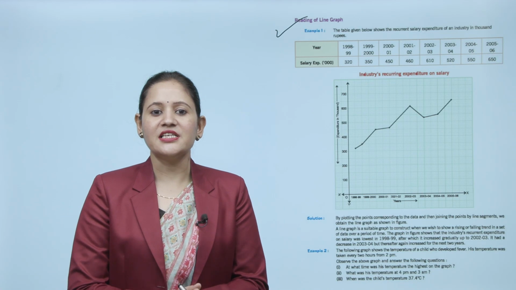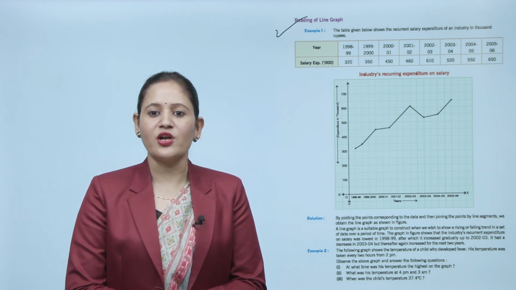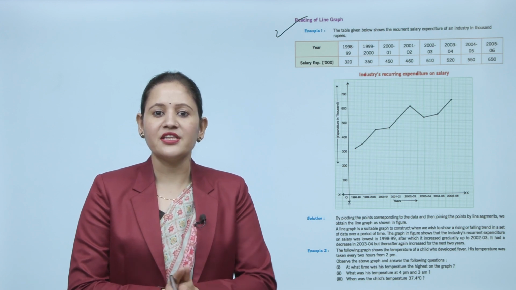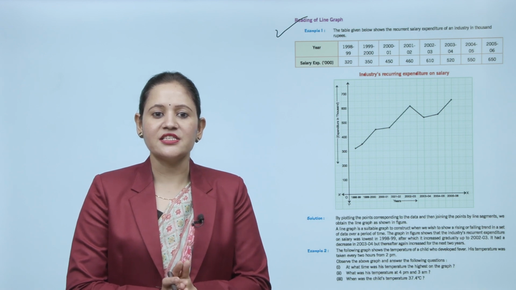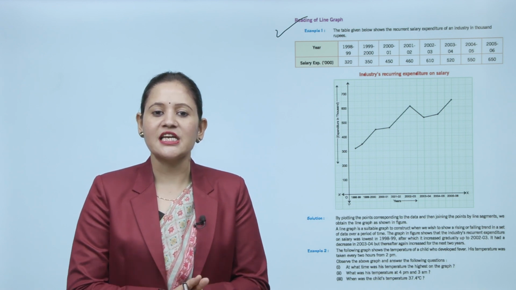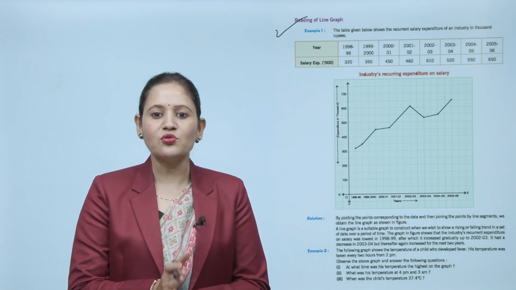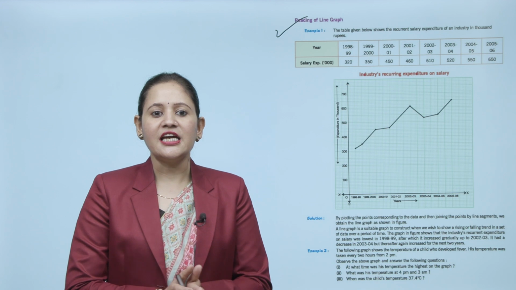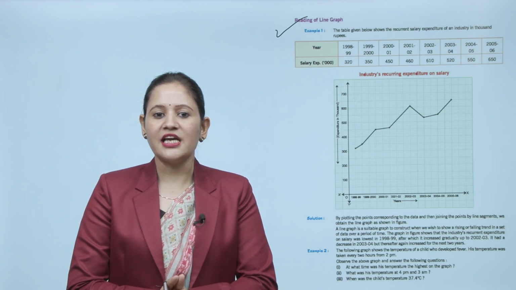A line graph is a suitable graph to construct when we wish to show the rising and falling trend of a set of data over a period of time. The graph in the figure shows that the industry recurrent expenditure on salary was lowest in 98-99, after which it increased gradually up to 2002-3. It had a decrease in 2003-4, but thereafter again it increased for the next 2 years.